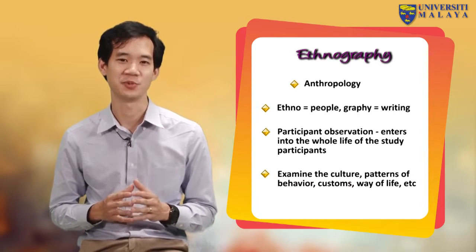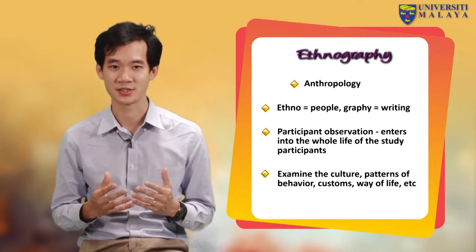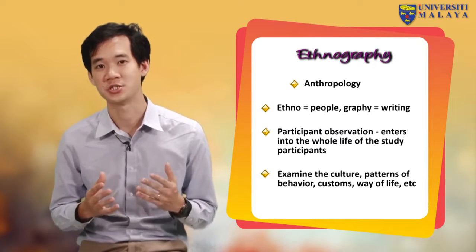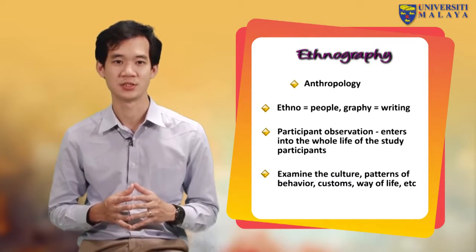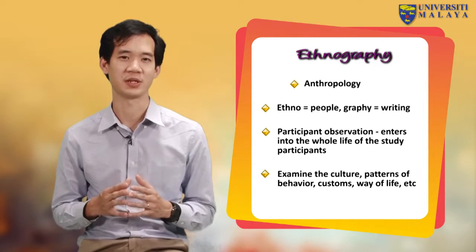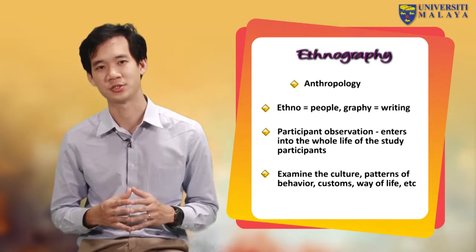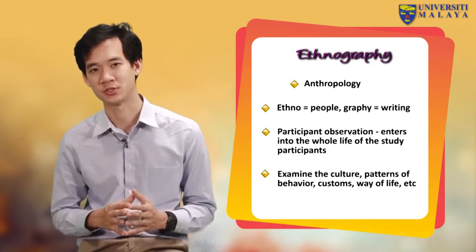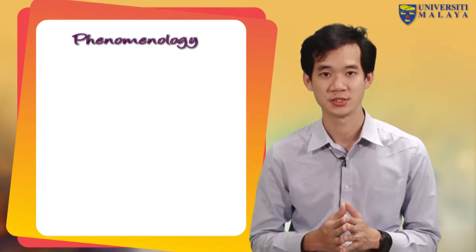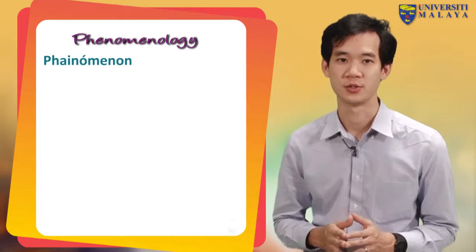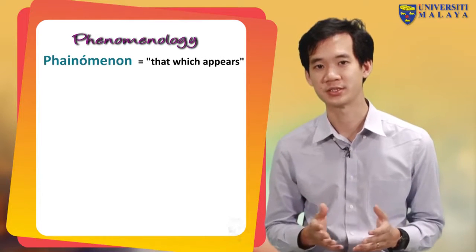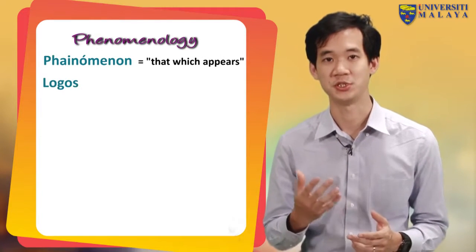Now, the classic example of an ethnographic study would be research on indigenous tribes of people. But of course, the ethnographic approach, this participant observation, can be used to study any population of interest. The second qualitative design is phenomenology. This comes from the Greek words phenomenon, meaning that which appears, and logos, which means study.